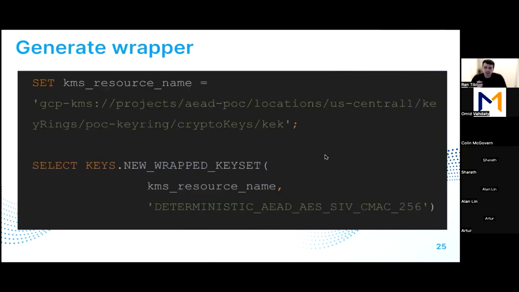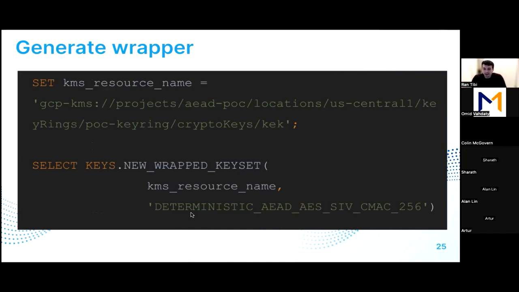Now, once you have the URI to the KEK, we can create the wrapper. We are doing it by another AEAD function, which is named keys.newWrappedKeyset. This function gets two parameters: the URI to the KEK and the type of key that we actually want to create.